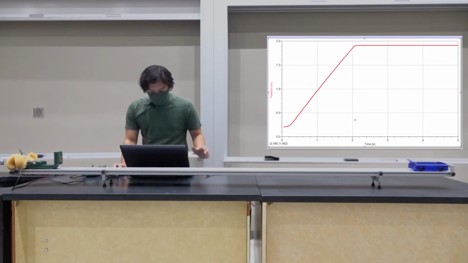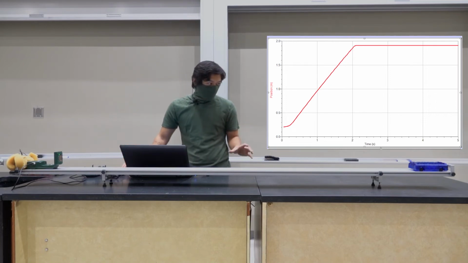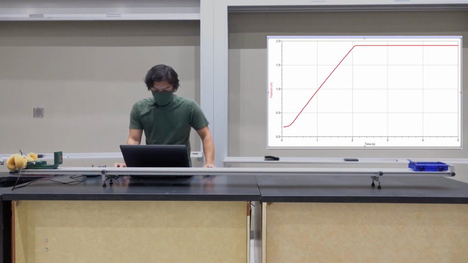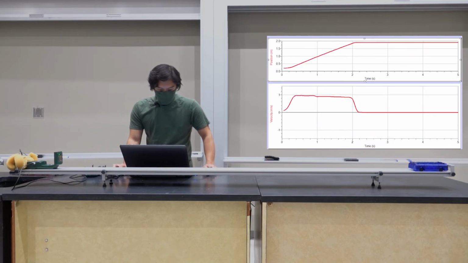So you can see that it is pretty linear. Again, there's no way to completely eliminate friction, so there is a slight, very small force acting against it. And you can see that based on this position data, this software can give us the velocity data. And you can see it is almost constant, just a little bit of loss due to friction, but it does show us it was moving at about 1 meter per second.